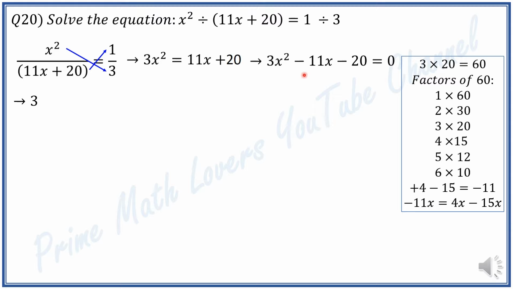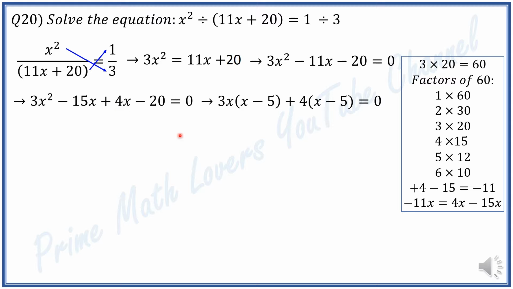I do the same and rewrite the equation. So I get 3x squared minus 15x plus 4x minus 20 is equal to 0. Between these two terms, I factor out the greatest common factor, which is 3x. So it will be 3x times (x minus 5). And between these two terms it is 4 times (x minus 5). Now I can factor out x minus 5. So we get (x minus 5) times (3x plus 4) equal to 0.